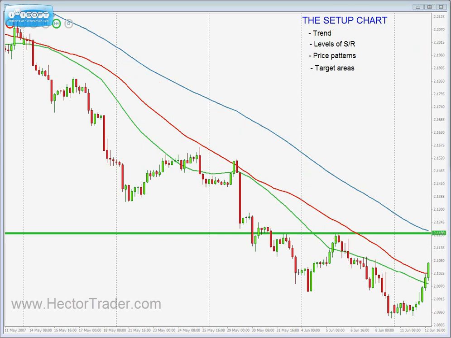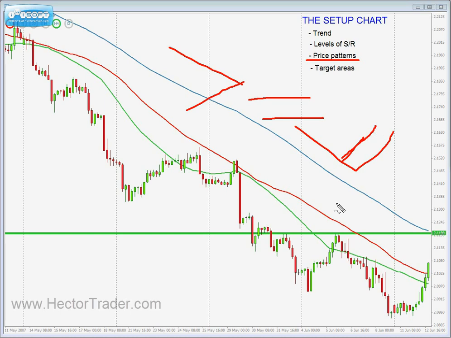Also in the setup chart, I like to search for price patterns, perhaps all those patterns that we studied in chapter number 2, I think it is. Remember, we were studying triangles, ranges, and flag formations. Those are the main three price patterns I like to keep an eye on when it comes to basing an entry on a breakout of those congestion areas.